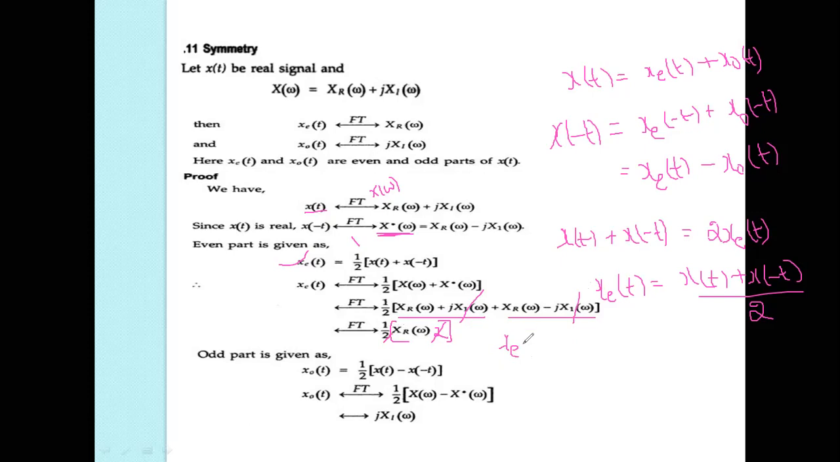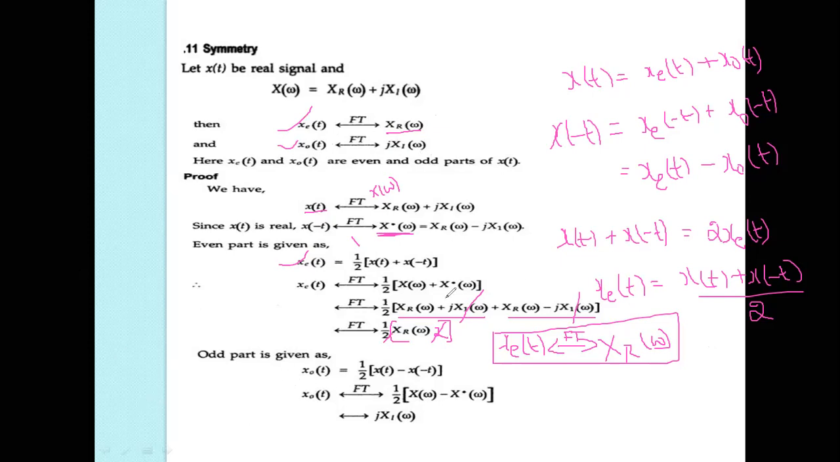So xe of t is a Fourier transformation pair of Xr of omega. Understood? That is the first one. You have to prove xe of t is the Fourier transformation of Xr of omega. And what is the second one? You have to prove that xo of t is the Fourier transformation of j into Xi of omega.